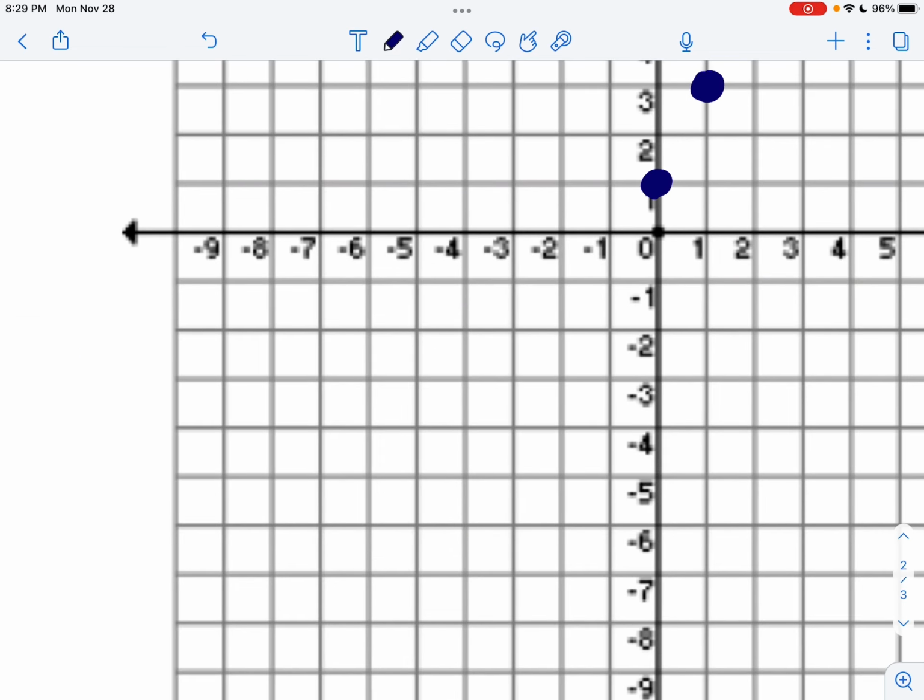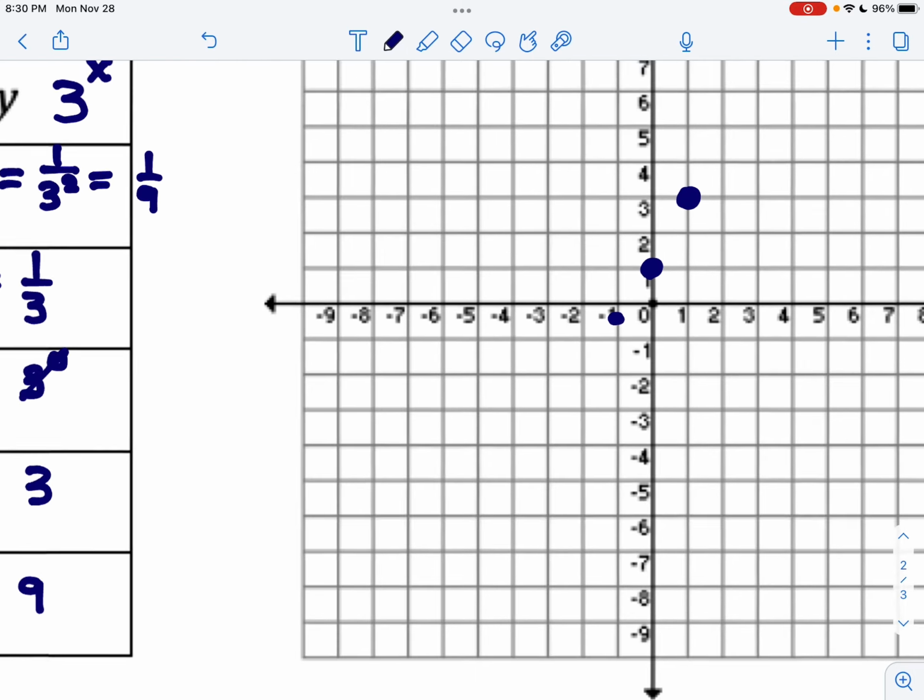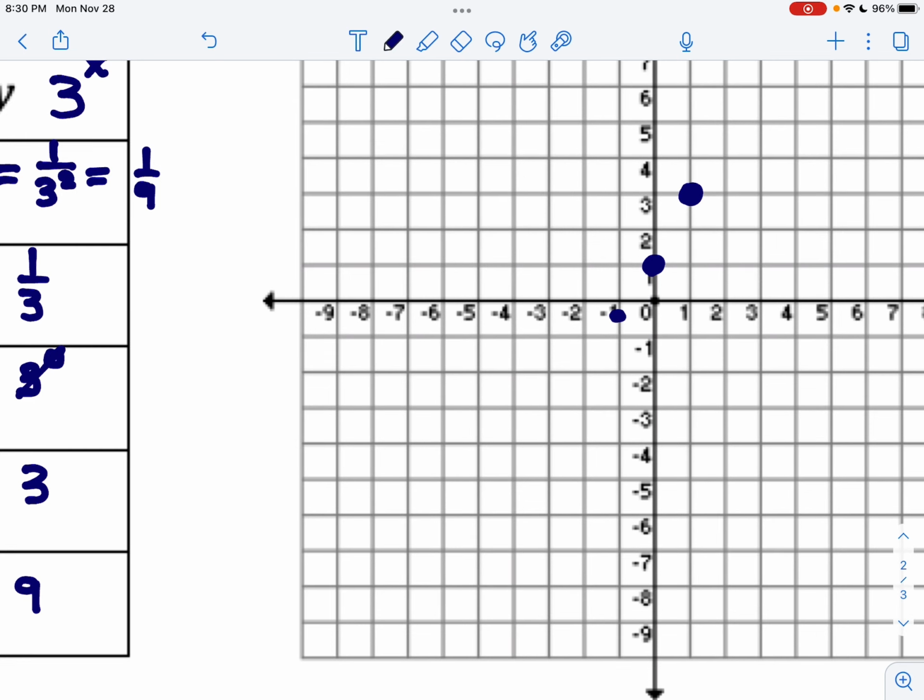So -1, 1/3 is between 0 and -1, but it's just above the 0. It's not quite at a half, so it has to be a little bit less than a half. So we're going to plot that right there. Oops, I completely plotted that wrong. It should be above, right up here, sorry. And then -2 and 1/9 is going to be really close to 0.